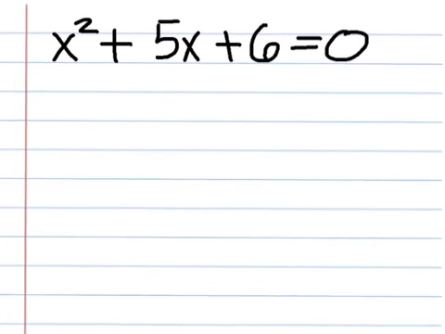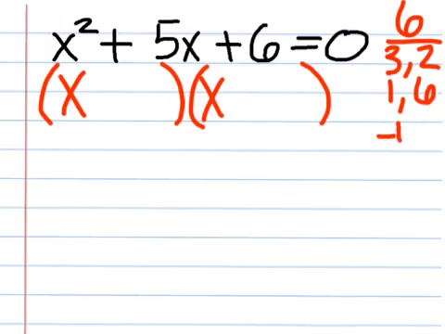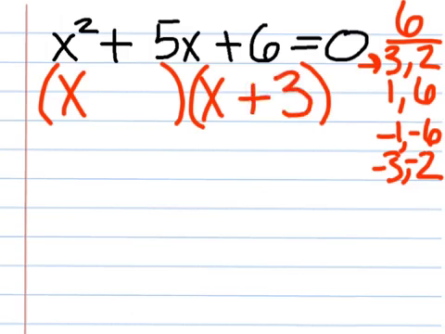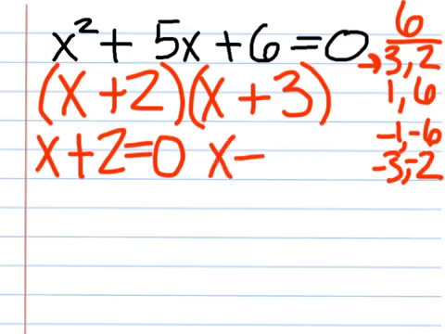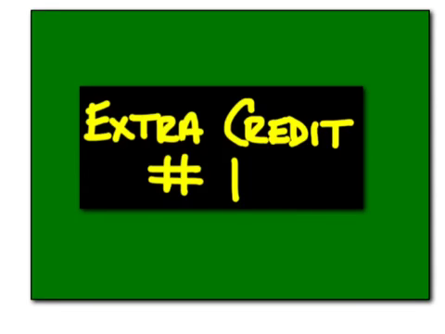Okay, solution for practice problem number 2. We have x squared plus 5x plus 6. We're looking for the factors of 6. What are the factors of 6? 3 and 2, 1 and 6, negative 1, negative 6, negative 3, negative 2. What two factors add up to be 5? 3 and 2, that's right. We set these equal to 0, and our answer should be x equals negative 2 and x equals negative 3.